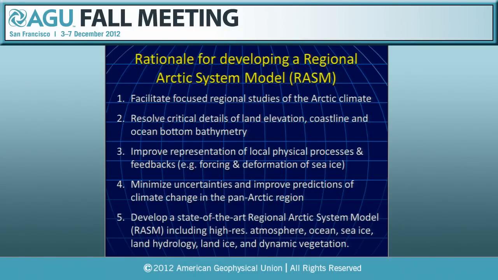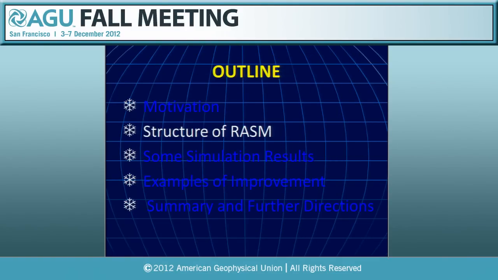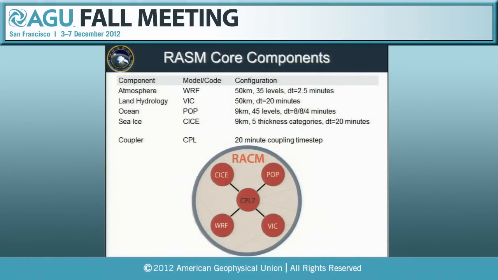So going along with that, then, it would be improved representation of local physical processes and feedbacks. Again, some of the key aspects of this are related to how sea ice evolves in the Arctic. And our goal in all this is, ideally, to minimize uncertainties and improve predictions of climate change in the Pan-Arctic region. To do that, we feel we've needed to develop this full system model, which started out with being basically atmosphere, ocean, sea ice, and land hydrology, and now is being extended to include land ice and dynamic vegetation, and as I'll show you in a moment, has great potential for being able to expand well beyond that with additional processes.